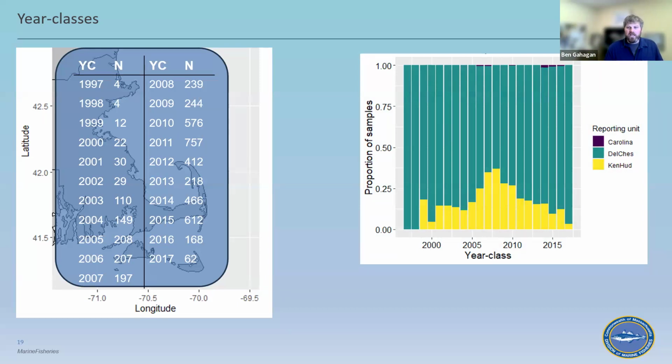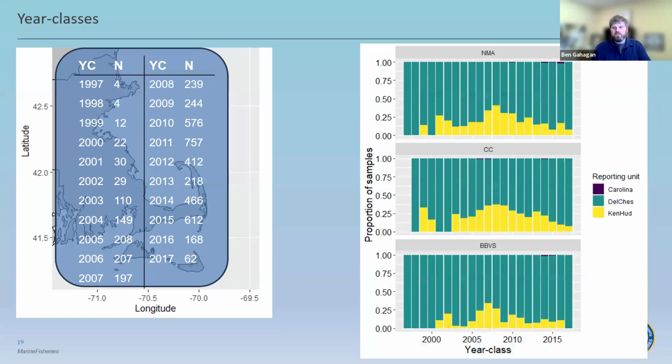So we can also look at the aggregation area to examine potential differences within state waters. And here we see largely consistent overall patterns, but slight differences, especially in the Buzzards Bay Vineyard Sound area, where, as we saw in some of the mixture estimates, Delaware Chesapeake fish appear more common than Kennebec Hudson ones do.